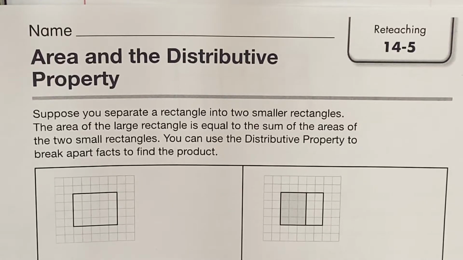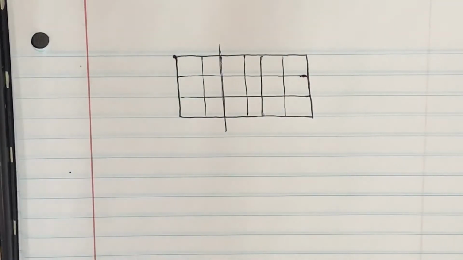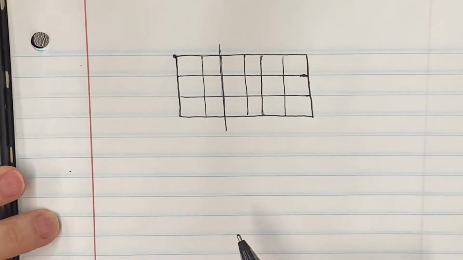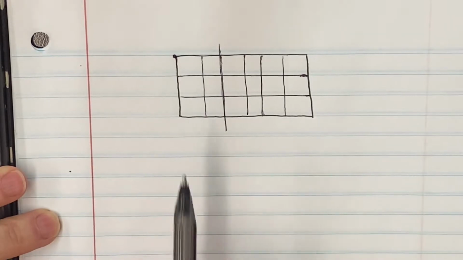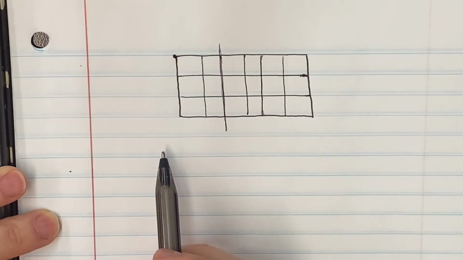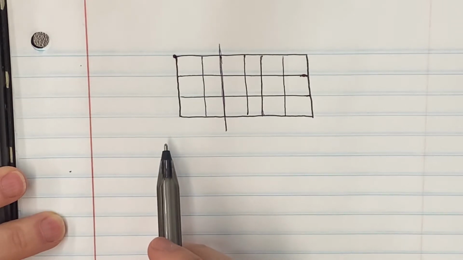You should be on reteaching 14-5, area and the distributive property. I'm going to start with showing you an example that's not on the worksheet. This is the way that I would teach it in school, so I want you to be a part of that. First, we have a region, and we can pretend that this is anything from a tiled floor to a carpeted floor to whatever would cover an area.